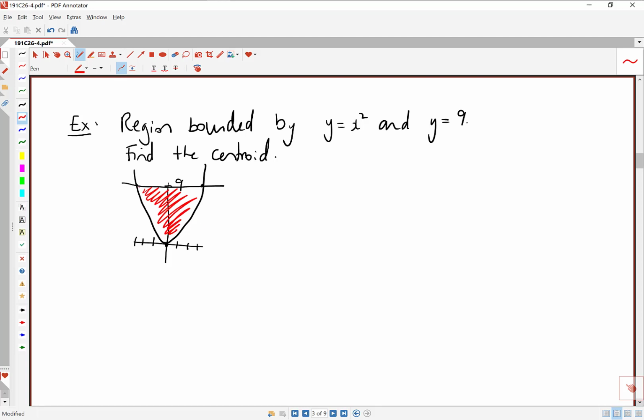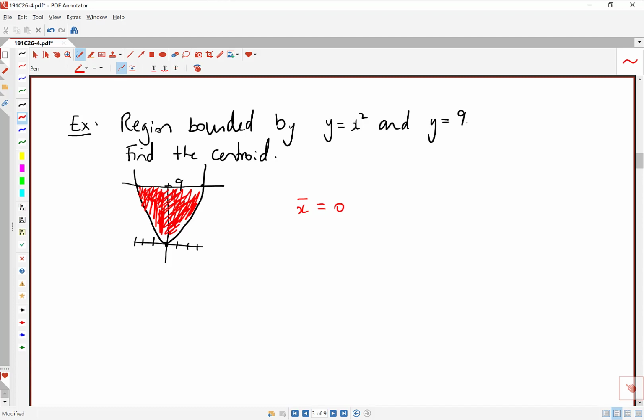So imagine that this red region represents a thin, flat metal plate, and we want to find the centroid of that metal plate. The first thing we should do in any problem is think about symmetry. Right off the bat, we're going to be able to say that x bar equals 0.